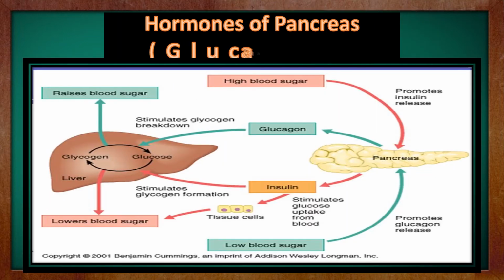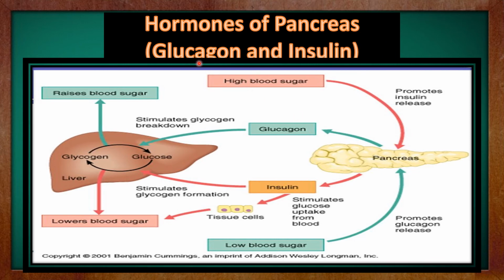Okay, another, we have the hormones of the pancreas. We have glucagon and insulin. Glucagon stimulates the conversion of glycogen to glucose in the liver, so it increases the blood glucose concentration. Insulin decreases the blood glucose concentration. So it's going to increase or decrease the glucose, or the sugar, of our body just to maintain homeostasis, or make sure it's balanced.